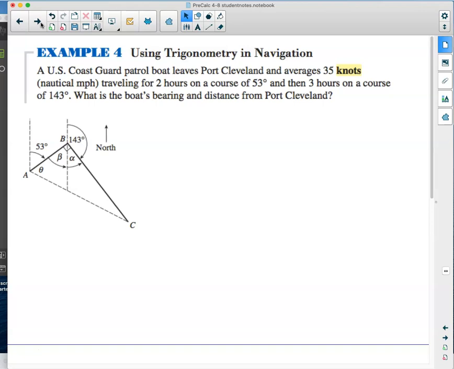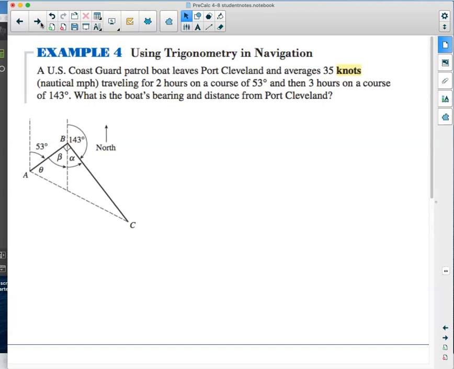And so they traveled here for 2 hours. Then they had to change their course. So it says they went on a course of the 53 degrees, then 3 hours on a course of 143 degrees. And we're supposed to tell where this boat landed? Because it says, what is the boat's bearing and distance from Port Cleveland? Whew. Well, I need more info. I don't see anything inside that triangle yet that's going to help me out.